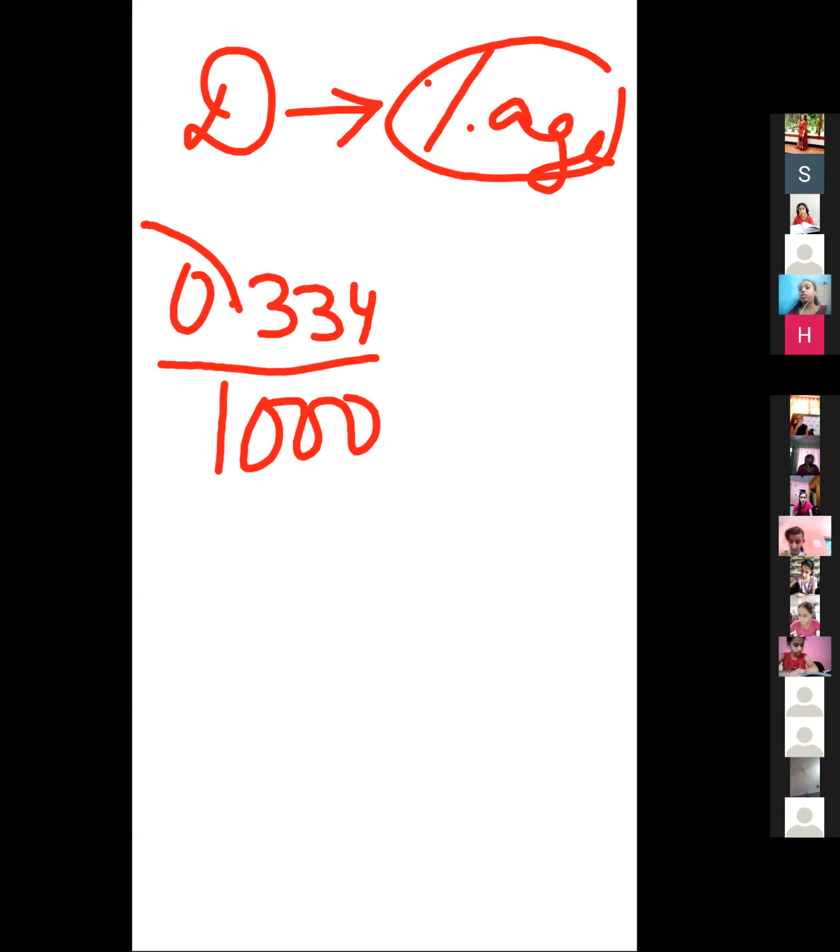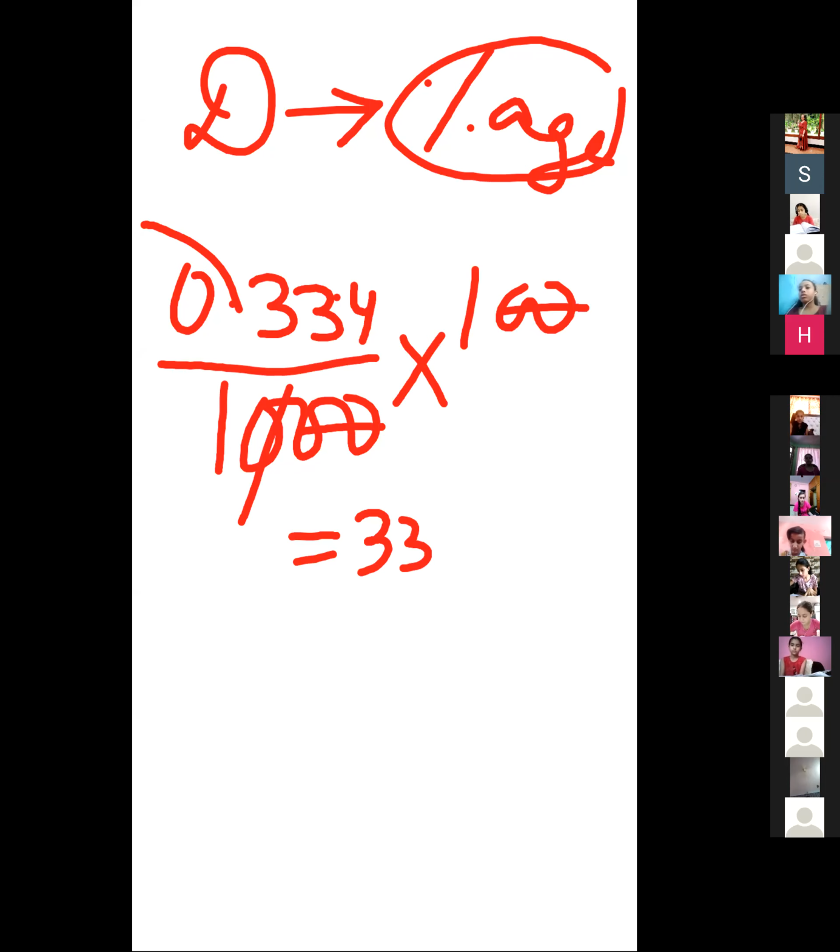Now this is a fraction. Now how do you change into percentage? Multiply by 100. So cut 2 zeros. So what is the answer? Cut 1 zero and put point up after one number. So your answer is 33.4%. Clear? Yes, see one more.